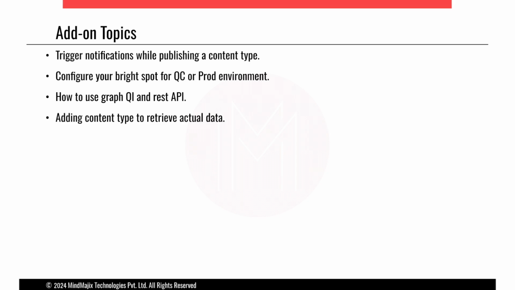Like triggering notification while publishing a content. While we are publishing a content, we have two or three types of events, like first drafting a content, and second publishing a content. If you want a notification to go to the user, or if you have a database and you want it to be automatically updated every time you publish a content, then you can also add an event on Brightspot. That is called a webhook.